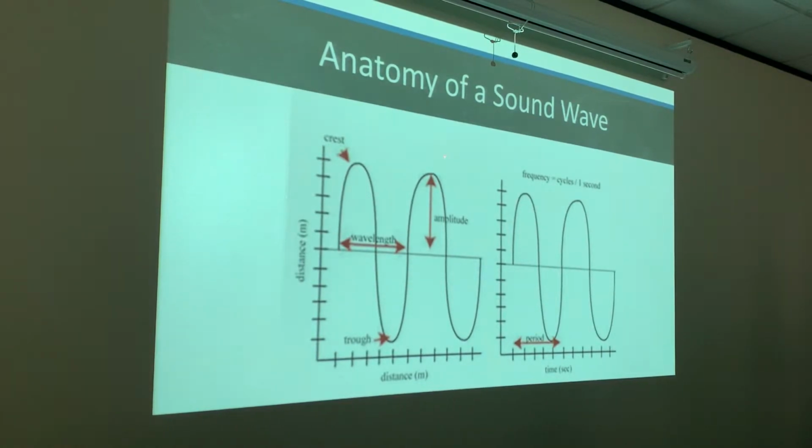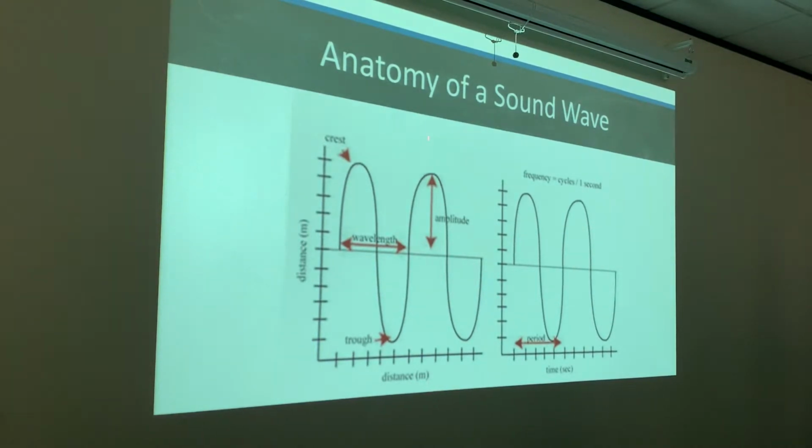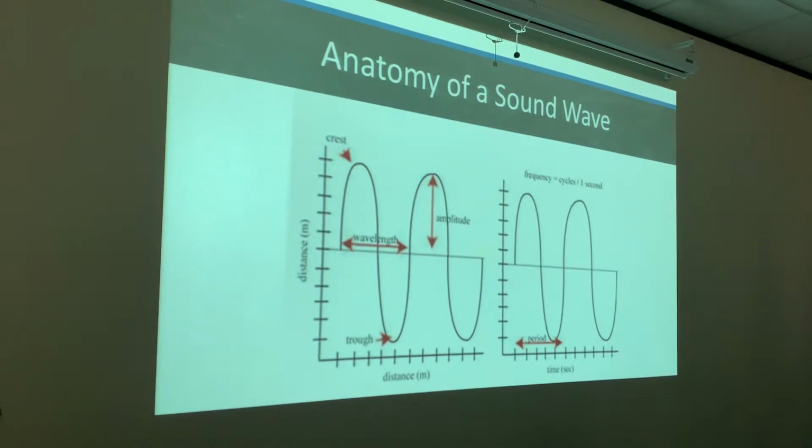All right. So our amplitude can be either from the undisturbed value to the peak, or from the undisturbed value to the trough. Okay. From trough to peak, that's going to be our peak to peak amplitude. Or double our amplitude will give you the peak to peak amplitude.